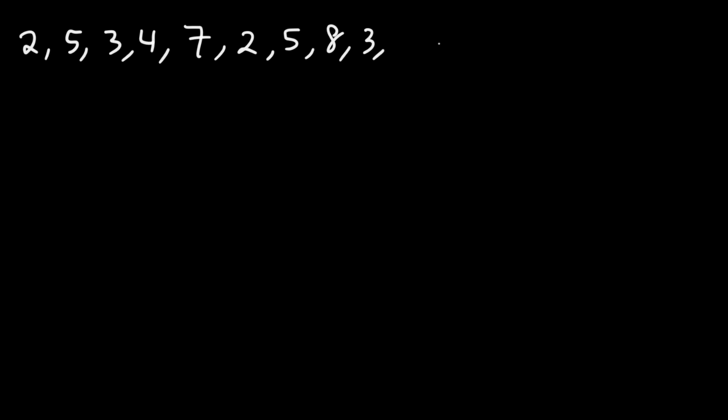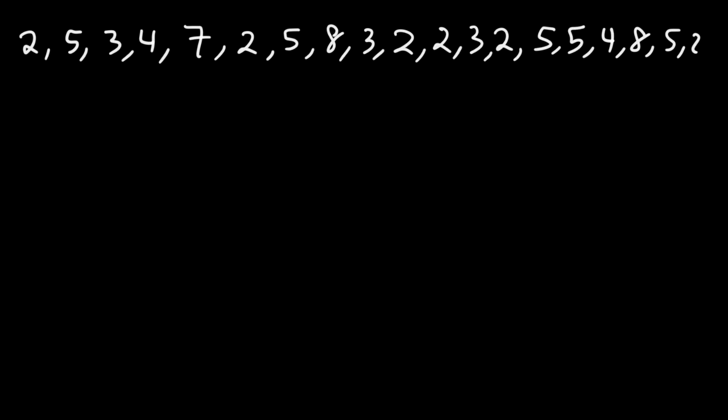In this video, we're going to talk about how to make a relative frequency distribution table. So first, let's write down a few numbers in our data set. Let's say we have the numbers 2, 5, 3, 4, 7, 2, 5, 8, 3, 2, 2. And then let's say 3, 2, 5, 5, 4, 8, 5, 2, 8.